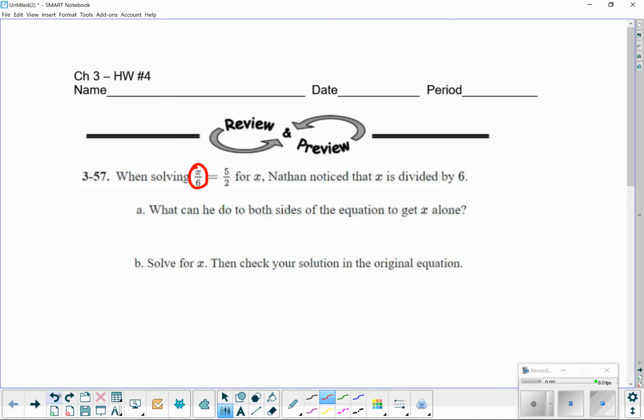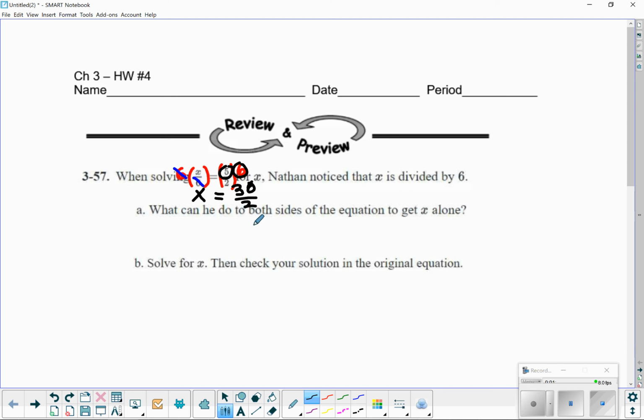So what do we want to do to both sides of the equation to get x all by itself? Right, so I would say you would need to take this side of the equation, and if that's divided by 6, you would need to multiply by 6. If you do it to the left side, you have to do it to the right side, so you have to multiply also by 6. By doing that, that 6 is going to cancel the 6, which is going to give you just x. Over here, we have 5 times 6, which is 30, divided by 2.